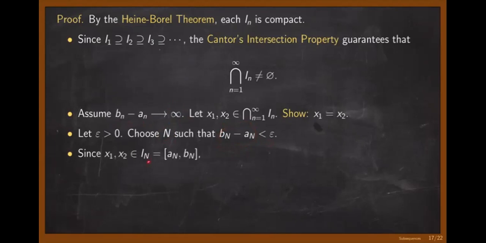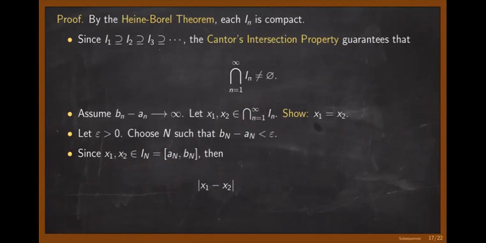Tingnan nyo ngayon yung interval na I_N. Yung interval na I_N na yan, ang endpoints niyan, a sub big N, b sub big N as shown. Dahil yung x1 and x2 nandyan sa intersection, ibig sabihin sila ay nasa lahat ng I_n. In particular, they are both in I big N. Okay?